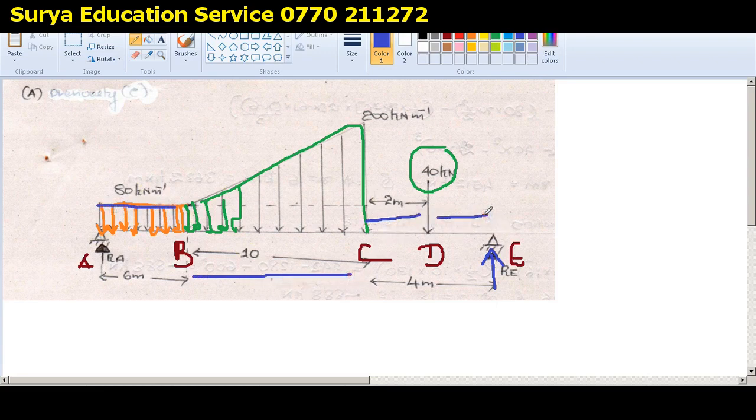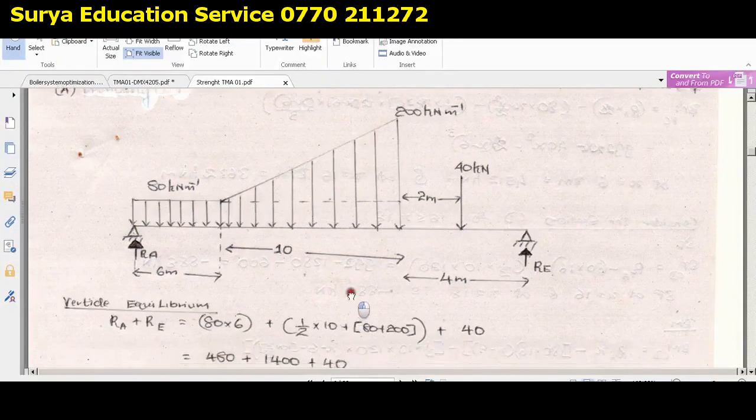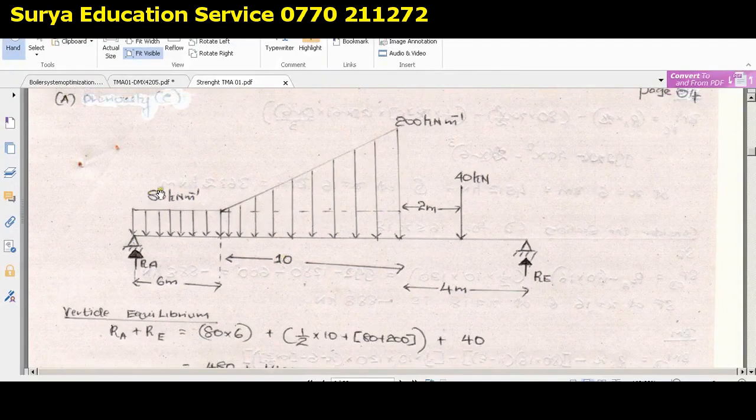Okay, so now we are going to consider the very first section, and now we are going to find the shear force on that particular section.